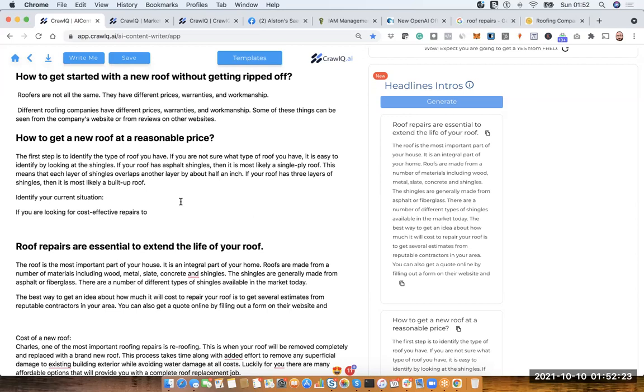If your roof has asphalt shingles, then it is most likely a single ply roof. Now, this is not part of the research, but it somehow pulled these topics into the content, and now it's writing in a more creative way. And maybe this will quite resonate.